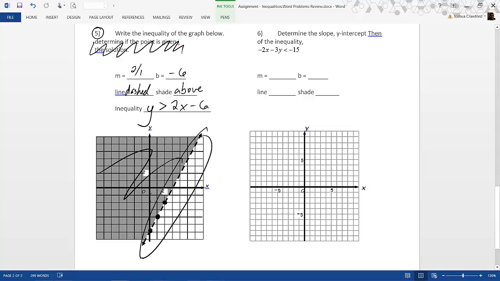Now, one more hint. For 6, some of us still don't know how to solve for y. So this one right here, all I have to do is solve for y. Well, it's not that we don't know how to solve for y. We don't know how to see an equation, read a question, and decide to solve for y. But whatever. So for this one, solve for y, and then you'll be able to find slope, y-intercept, line, and shade, and then graph.